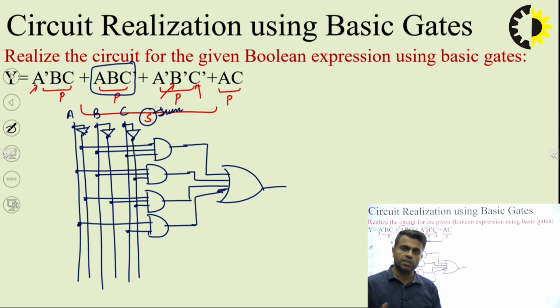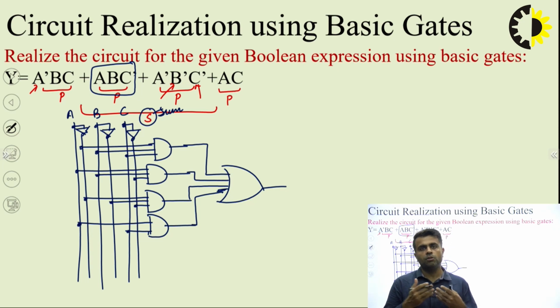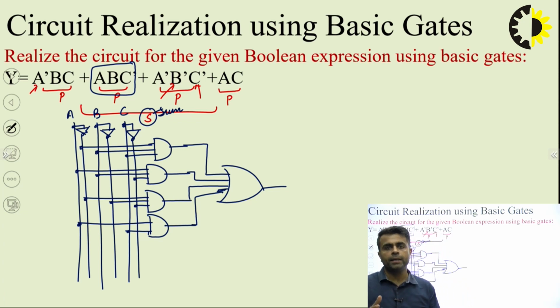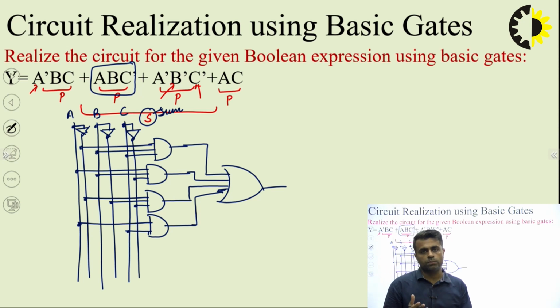So if the expression changes to POS, then there will be NOT gates first, and then there will be sums first. That means we will be using OR gates first, and the output of all those OR gates will be fed to the input of an AND gate to generate the POS version, product of sums. So this is all about circuit realization using basic gates.